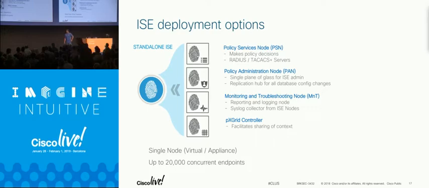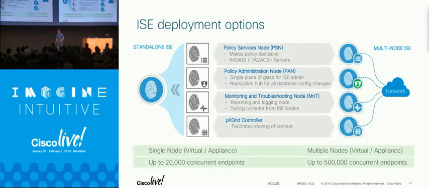So there are 2 ways you can scale ISE. You can have ISE in a single node, and that can go all the way up to 20,000 concurrent endpoints as of today with ISE 2.4 and 35XX platforms. And then we also have the multi-node ISE deployment. That is where you can scale ISE to about 500,000 active sessions on the network, right? Anybody know how many endpoints we can have in ISE? How many maximum endpoints?